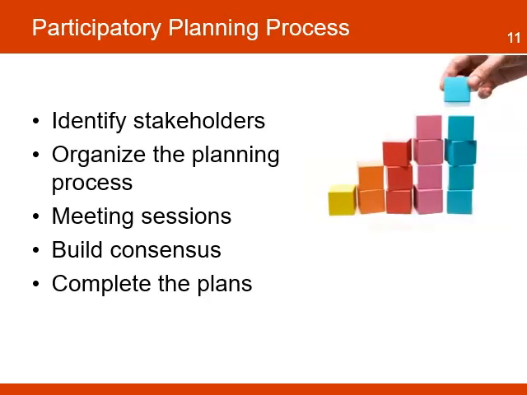The process for participatory planning usually consists of the following steps: the identification of the stakeholders, the organization of the planning process, the facilitation of the meeting sessions to develop the plans, build consensus on the decisions made during the planning sessions, and complete the plans.